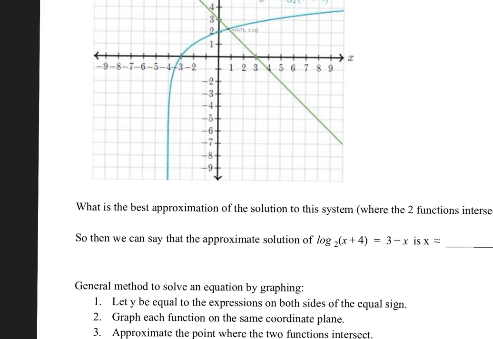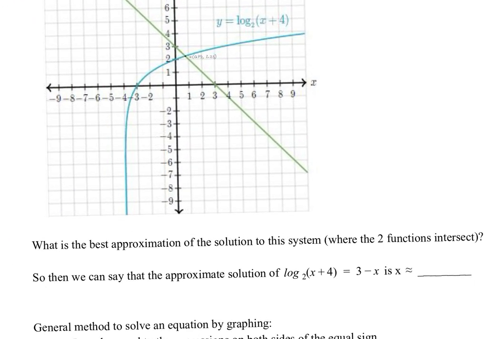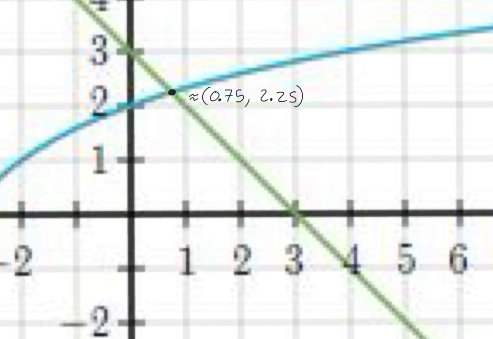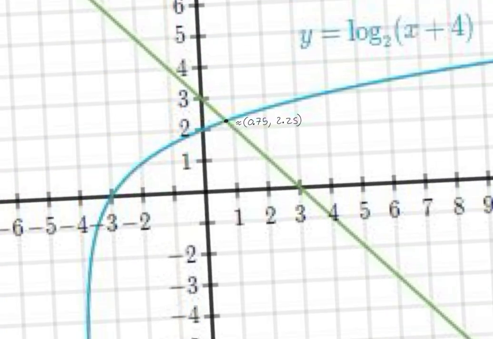So we can say then, what is the best approximation of the solution to the system where the two functions intersect? Well, we could say then that x is approximately 0.75. And even without a graphing utility, if we had these graphs, we could still get a pretty good idea that it's somewhere between 0 and 1, and a little bit closer to 1, so we could say about 0.75. It'd be a good approximation to say it's about 3/4 of the way. Or even if you said 0.7, that'd still be a good approximation.